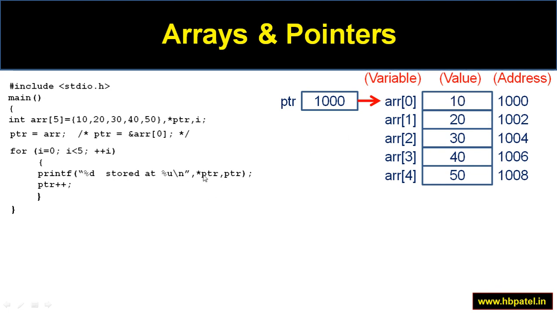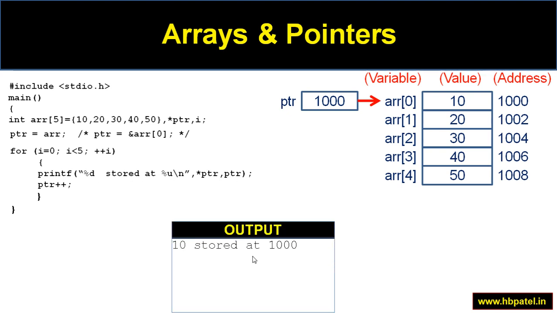10. So star PTR is 10 and PTR is 1000. So it will print 10 and 1000 like this, 10 stored at 1000. So it will print 10 stored at 1000. Then I'm writing PTR plus plus. What is PTR? 1000. And plus plus means it will not be 1001, it will be 1002.